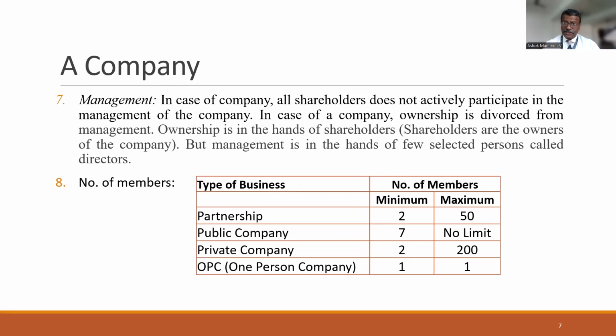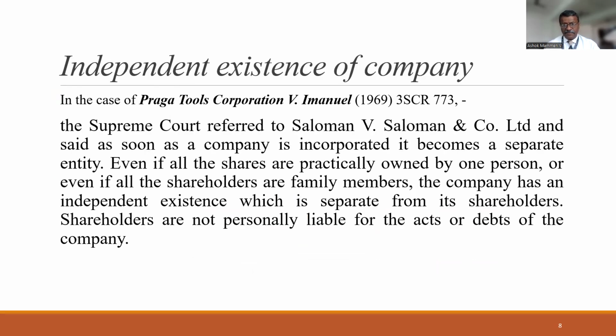So how many members in a company? You can distinguish that into various types of companies, but for simplicity, let us compare it with partnership. Minimum members are 2, maximum 50. Public company, minimum 7, maximum there is no limit. Private company, minimum 2, maximum 100. One person company, there is only one person on the board. Okay, so these are the types of companies that we talk about.